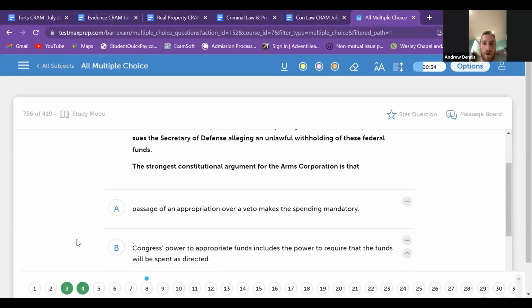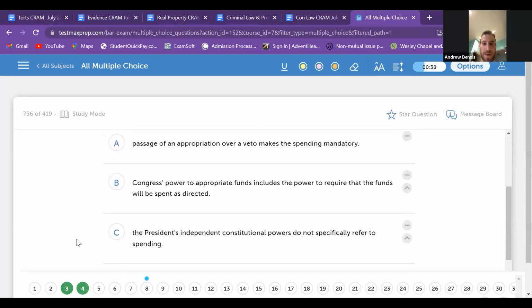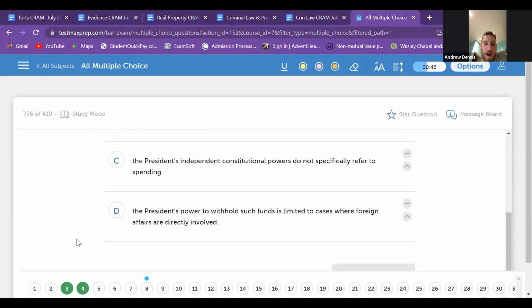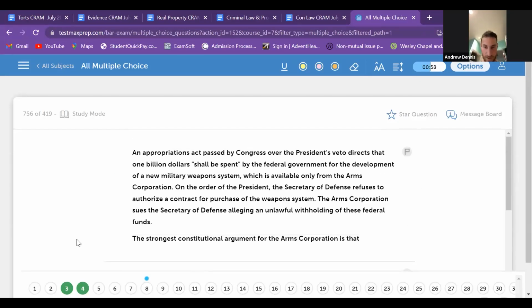The strongest constitutional argument for the Arms Corporation is that passage of an appropriation over a veto makes the spending mandatory. Congress's power to appropriate funds includes the power to require that the funds will be spent as directed. The president's independent constitutional powers do not specifically refer to spending. The president's power to withhold such funds is limited to cases where foreign affairs are directly involved. So let me pull up a new poll.